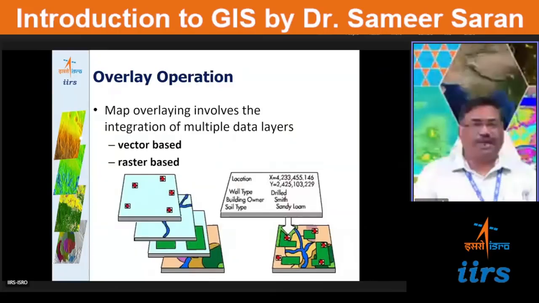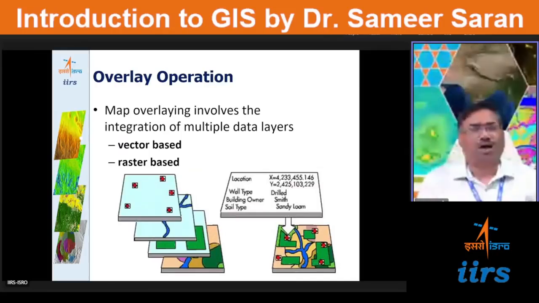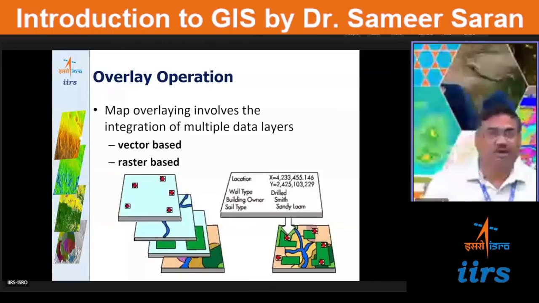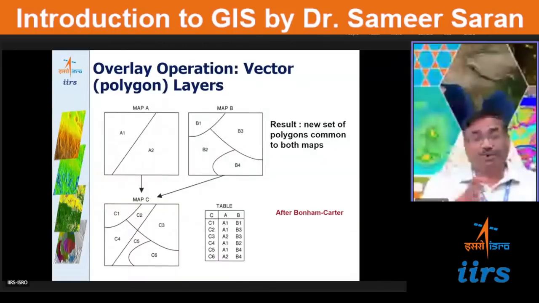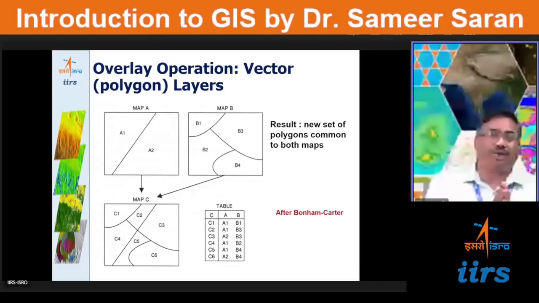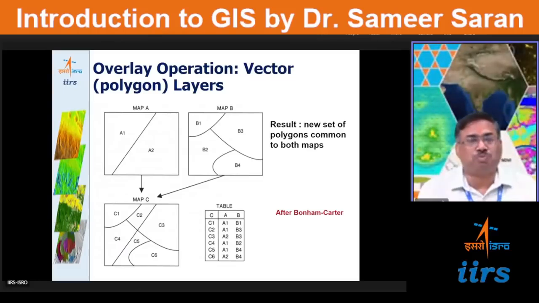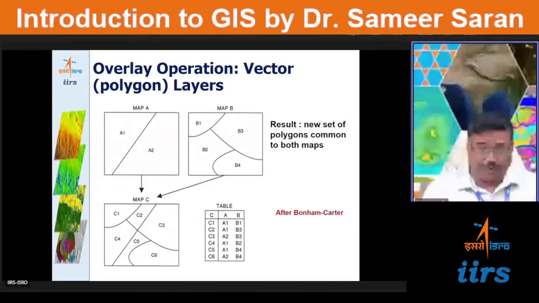The map overlaying involves the integration of multiple data layers, like vector-based and raster-based. So here you can see how different types of vector as well as raster, since their analyses are different, their overlaying outputs are also different. Like here we can see how the vector overlays are there, two vector overlays. When you overlay them together, all the information with respect to the polygons is captured in the output, and not only are you capturing their polygon information spatially, but you are also capturing their attributes. So you can see in table A and B, both the attributes are taken care of within the overlay vector operation.